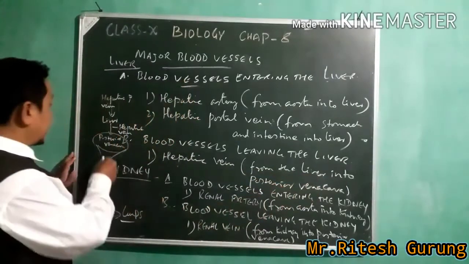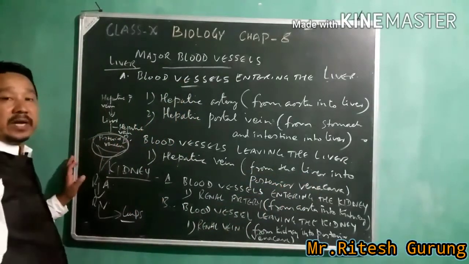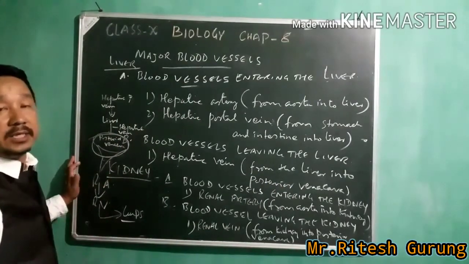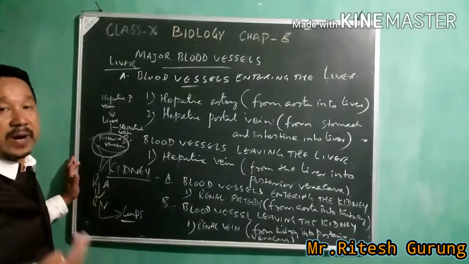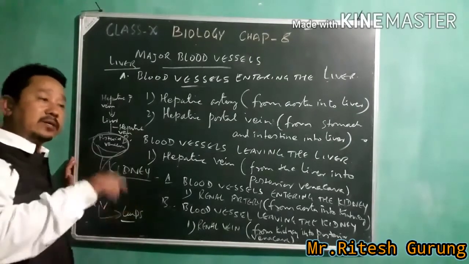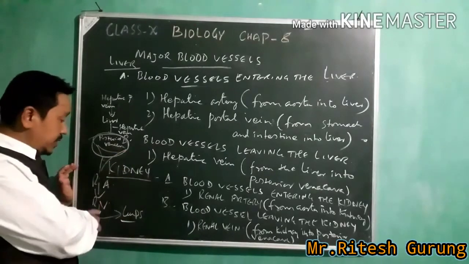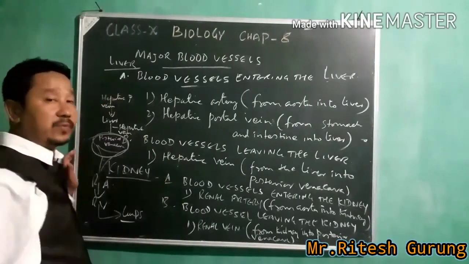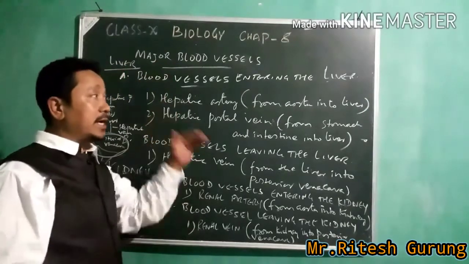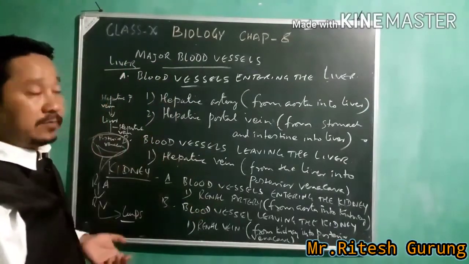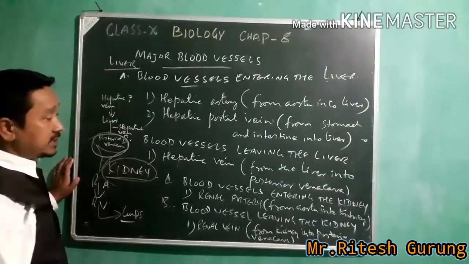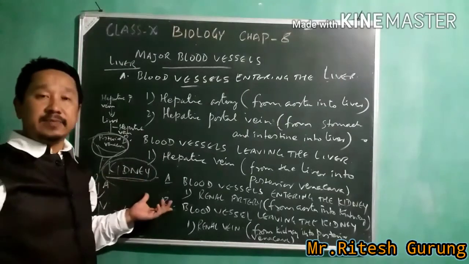The posterior vena cava. What does that posterior vena cava do? As we have discussed before, the posterior vena cava will collect the impure blood from the lower part of the body into the right auricle. From right auricle it goes to the right ventricle, then from right ventricle to the lungs for purification. So here you just have to see the blood vessels entering the liver and leaving the liver. Similarly, we see the kidney now, with blood vessels entering and leaving the kidney.